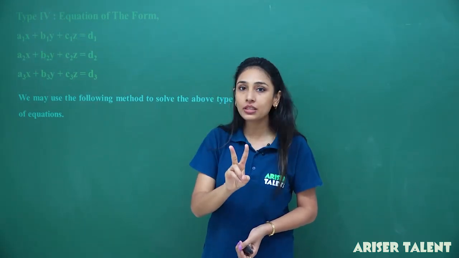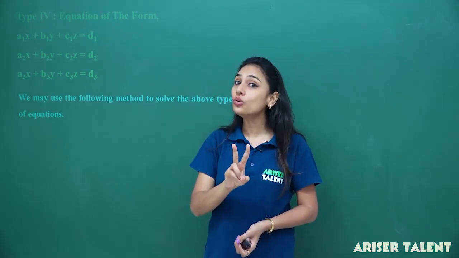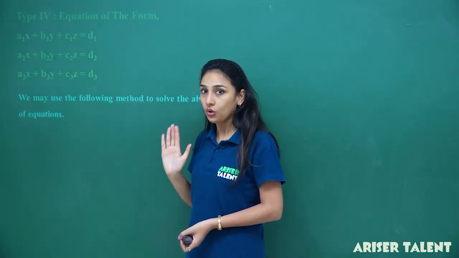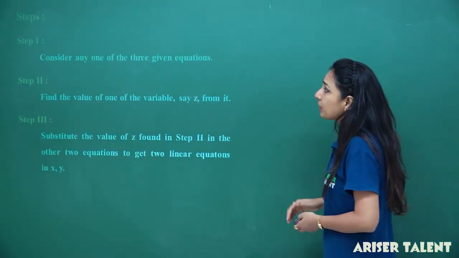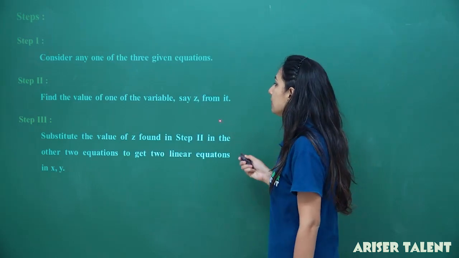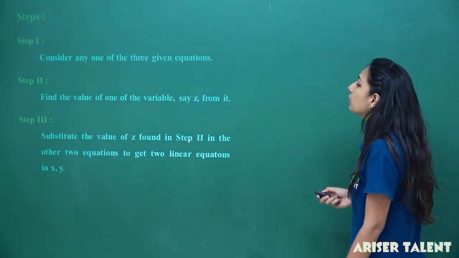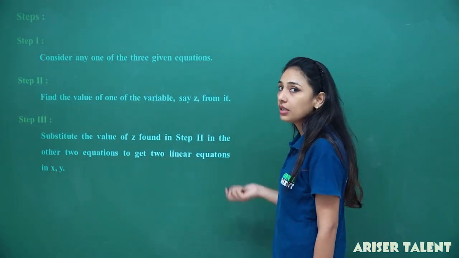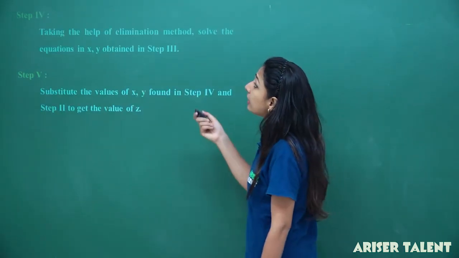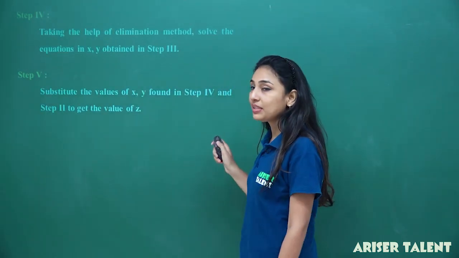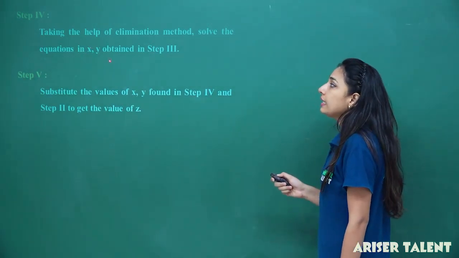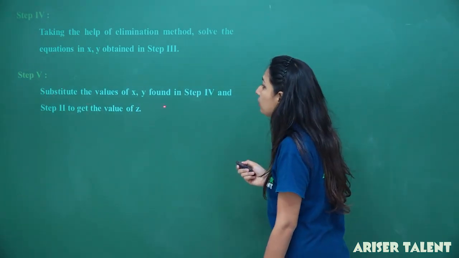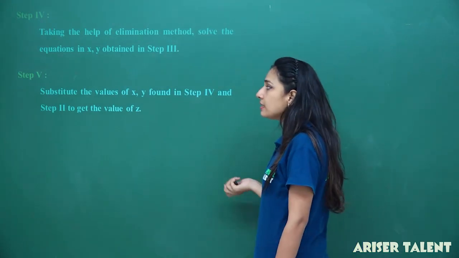Now you are having two equations, right? And you are having two variables. Now it's easy. Now you know what to do and how to do this question. Okay. So we'll apply the same formula. So this is the step: find the value of one variable, say z, from it. Step third, substitute the value of z found in step second in the other two equations to get two linear equations in x, y. Taking the help of the elimination method, step fourth, solve the equations in x, y obtained in step 3.